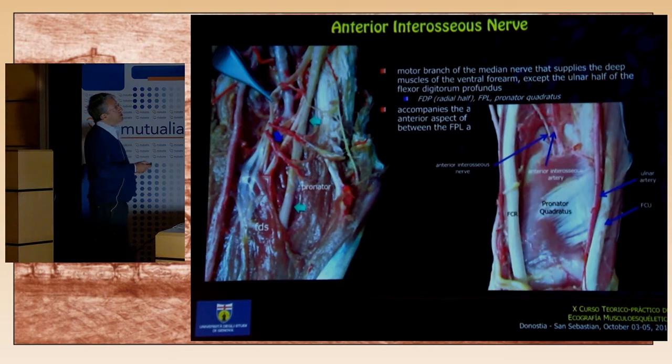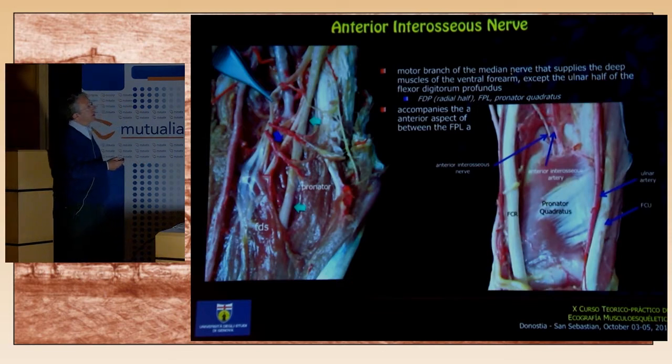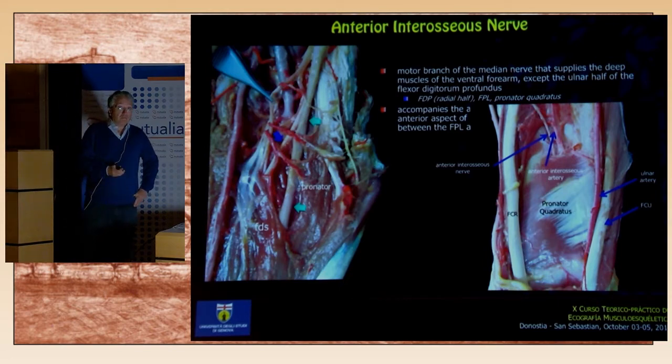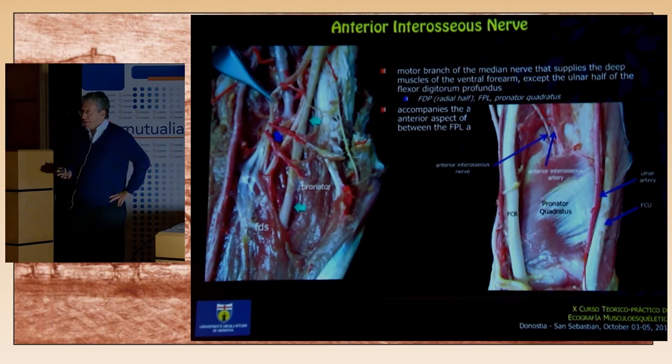So this is a distal image of the nerve reaching the area of the pronator quadratus after removal of the flexor. You see the nerve and the small artery close to the interosseous membrane. It's a bit frustrating, I feel.